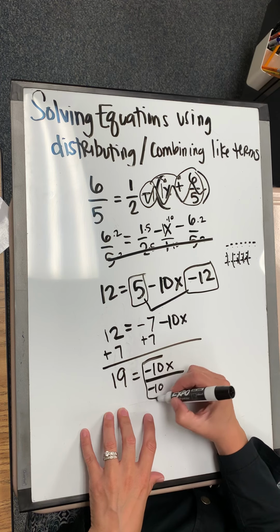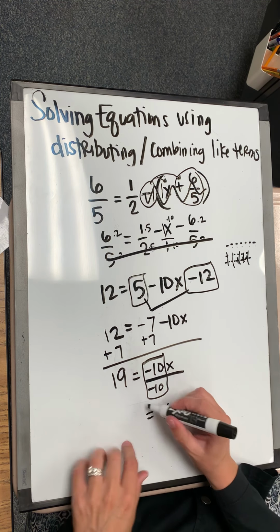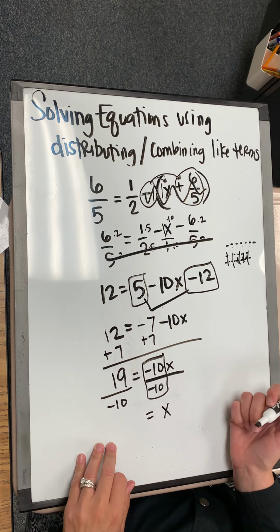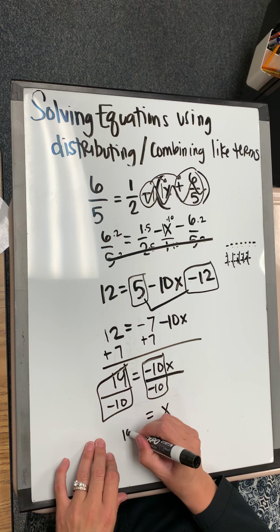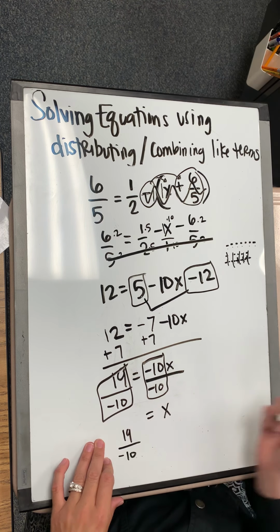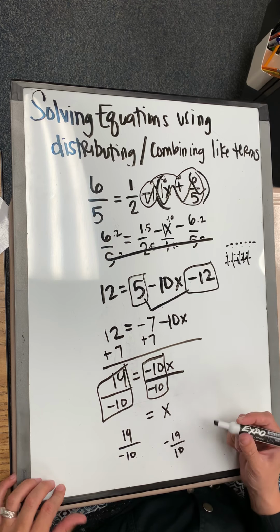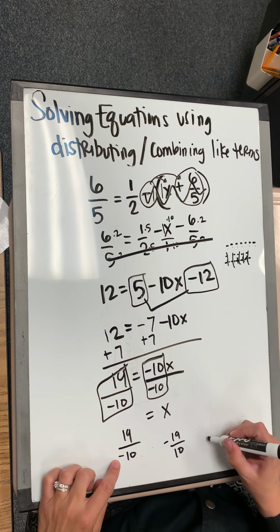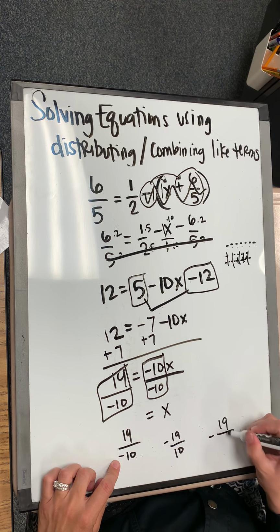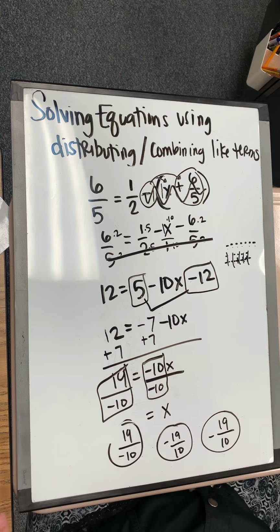By dividing by a negative, it gives me a +1, which I need my x to be positive. So divide by a negative. This will be my answer. It will stay 19 over -10. Or you can just say it's -19/10, because a negative anywhere, whether it's at the top of a fraction, the bottom of a fraction, or at the side of a fraction, it just means that number's value is negative. So it doesn't really matter where it's at.